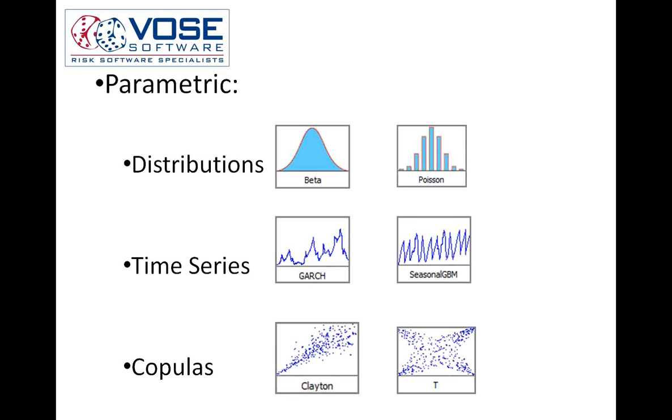correlations. When we talk about fitting or doing parametric fitting, what we're talking about here is starting with a parametric function, for instance, a beta distribution, and trying to find the parameters that most closely make the beta distribution fit the data that we started out with. Same for time series and also for copulas. We're talking about parametric defined functions.